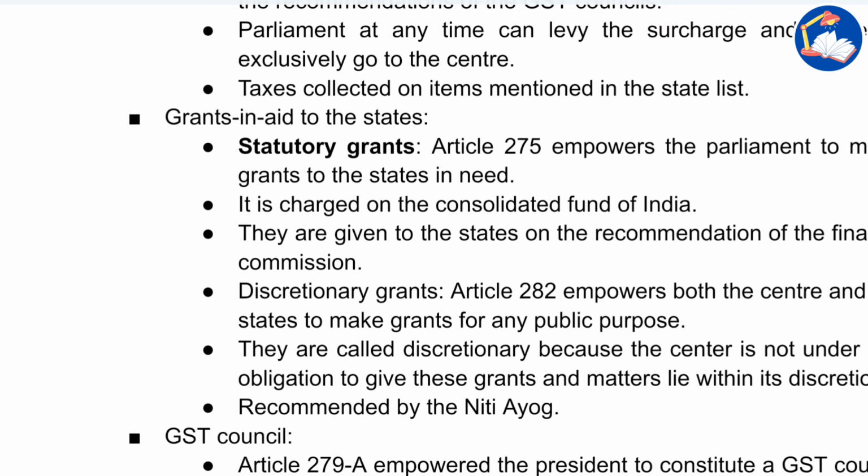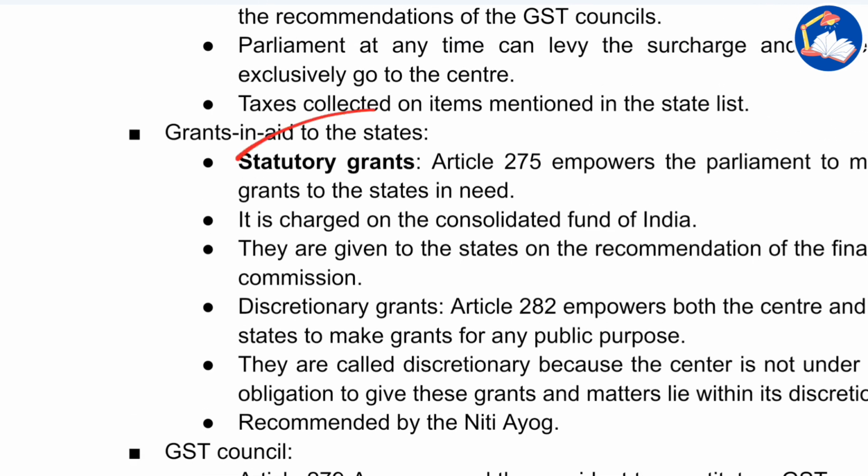Now, grants in aid to the states. First one, statutory grants. Article 275 empowers the Parliament to make grants to states in need. It is charged on what? On the Consolidated Fund of India. They are given to the states on the recommendations of the Finance Commission, another important body.